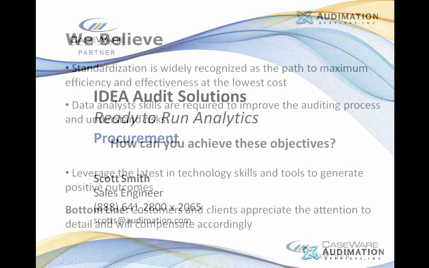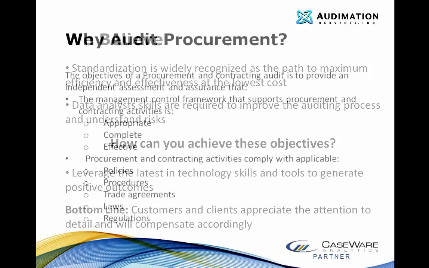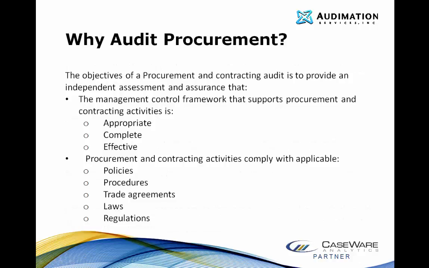At Automation Services, we believe that embracing audit testing standards and data analysis skills are a core competency that will improve your process and understanding of the risk in your organizations. The best and most efficient way to accomplish this is to embrace and leverage the latest technology available. An objective of auditing procurement processes is to evaluate the effectiveness of the controls that management has in place to ensure the integrity of the requisitions, solicitation, and procurement processes across all product lines involving vendors, staff, and personnel.